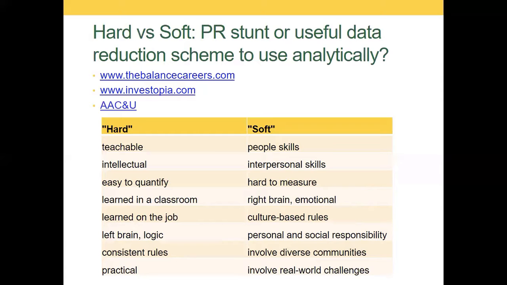AAC&U writes about intellectual and practical skills that are practiced extensively across the curriculum, and about personal and social responsibility, which is anchored through involvement with diverse communities and real-world challenges. So the AAC&U stuff is not so much hard skill, soft skill, but it still seems to get at some of this dimension of things that you can learn in a classroom and things that you really don't know that you know how to do until you get out of the classroom and interact with other people in an applied setting.